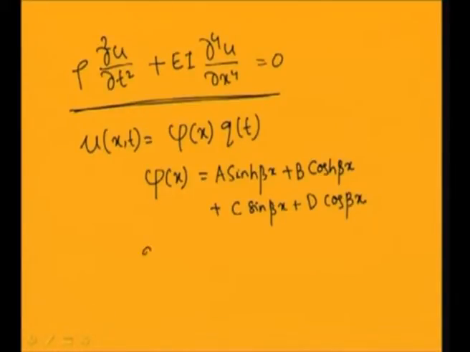Similarly, this q t we have found can be written as c1 cos omega t plus c2 sin omega t. So by multiplying these two, that is the mode shape psi x and this time modulation q t, we can find the generalized solution for this Euler-Bernoulli beam.